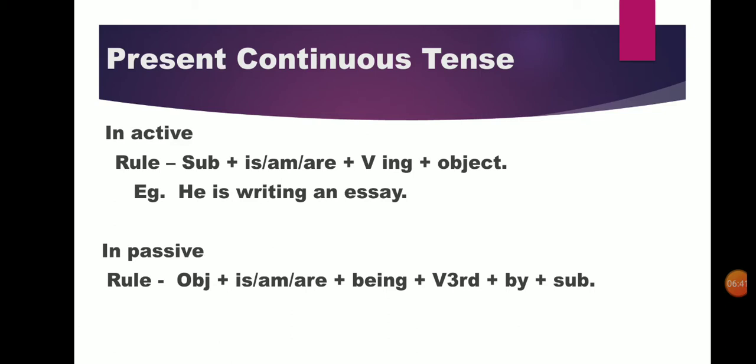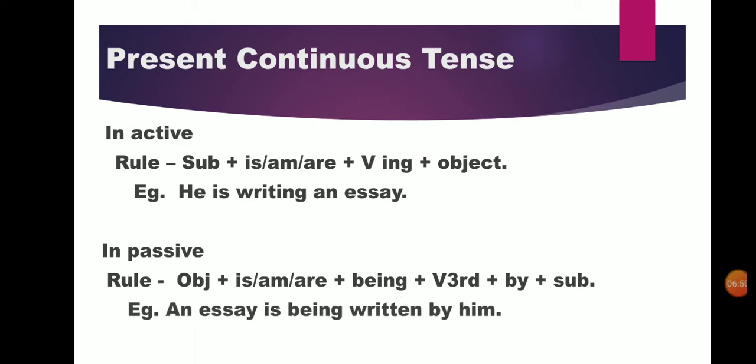then verb third form, then by, then subject. So "he is writing an essay", when we change this sentence into passive voice, it will become: an essay is being written by him. As you can see, the object of active voice I have made the subject of passive voice, then the subject will become the object at last.